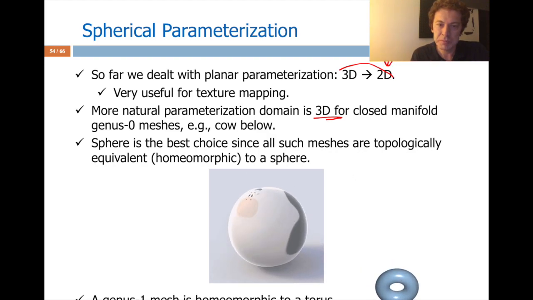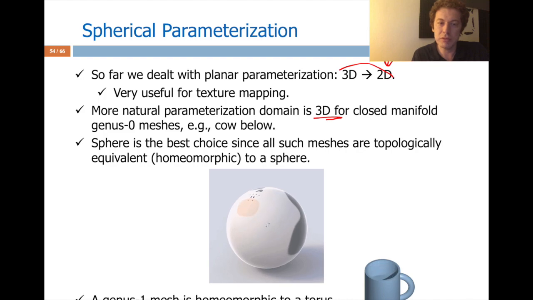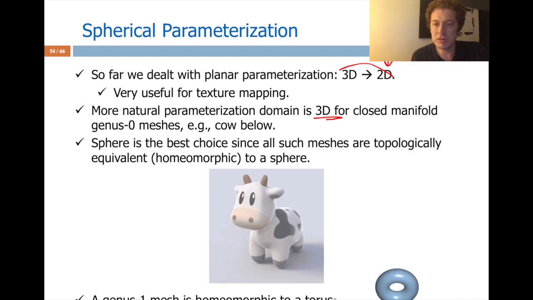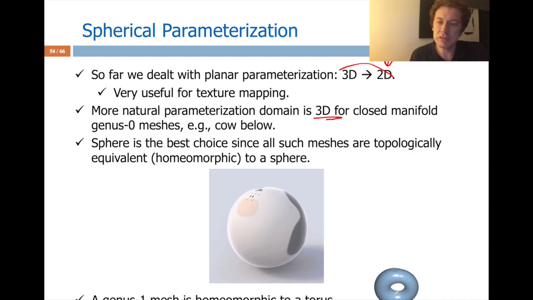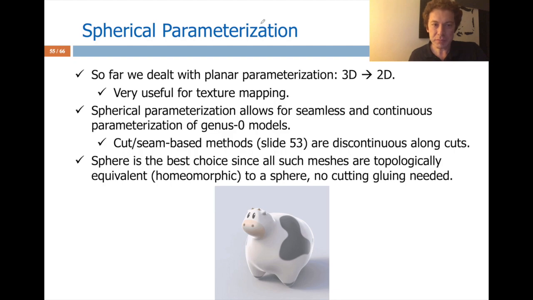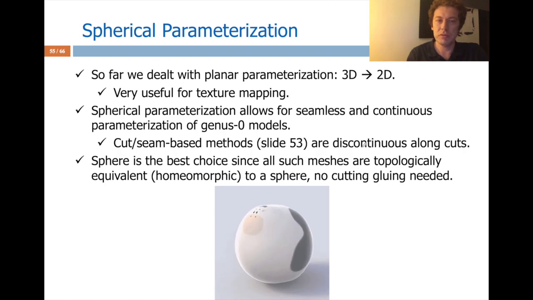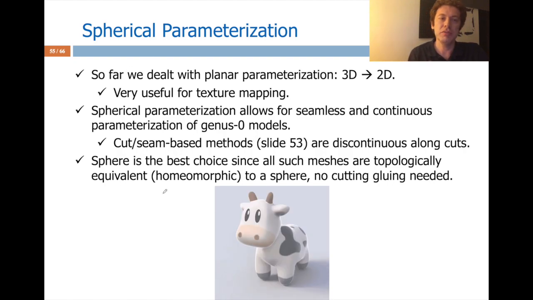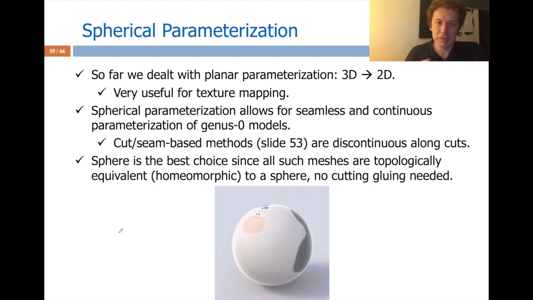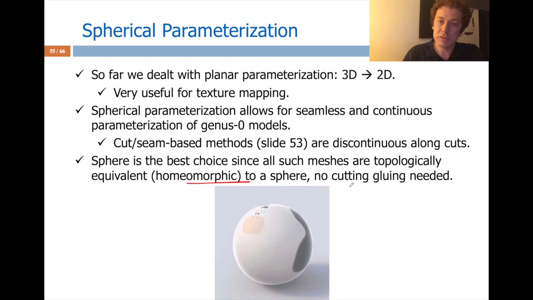It's a good idea. Genus basically counts the number of handles, right? There is no handle here, it is zero. There is one handle here, so it's genus one, and I can map it to a torus but not to a sphere. So this is hopefully not misleading you. This is the one that motivates me to do spherical parameterization. We discussed the discontinuity issue for the cut based method, and in sphere there will be no cuts. It is the best choice since all such meshes are topologically equivalent, or homeomorphic, to a sphere, so no cutting or gluing is needed, which is nice.